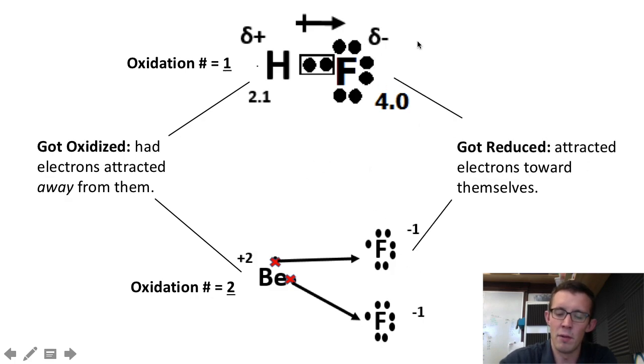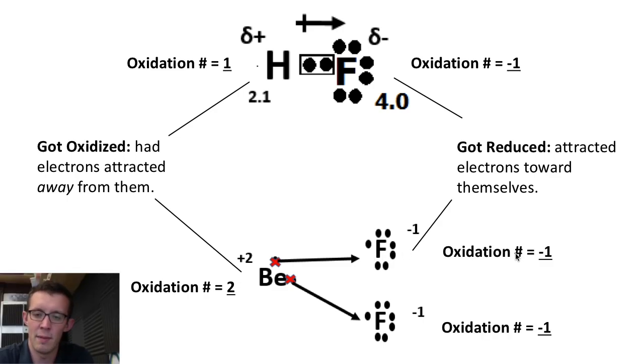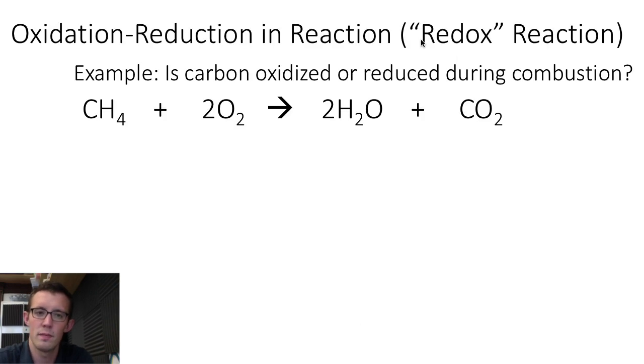The fluorines, meanwhile, we would say are getting reduced because they are attracting electrons toward themselves. And so this fluorine, because it's attracting 1 extra electron toward itself, would have an oxidation number of -1 because the electron is negative. And these two fluorines would have the same oxidation number of -1 because each fluorine is attracting 1 electron entirely to itself.